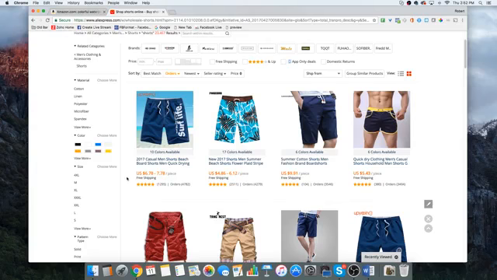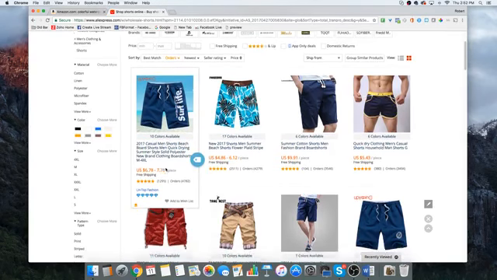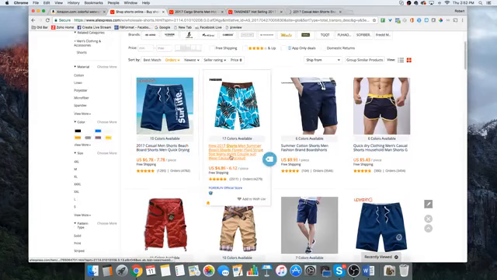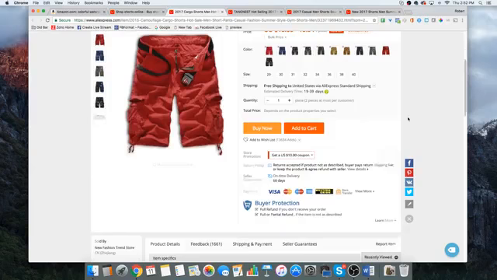All right, yeah, somebody said women's clothing. We'll come back to women's clothing in a minute. Let's just look at some of these shorts. Open up a few of them and see if we can learn anything, see if we can find some helpful information.